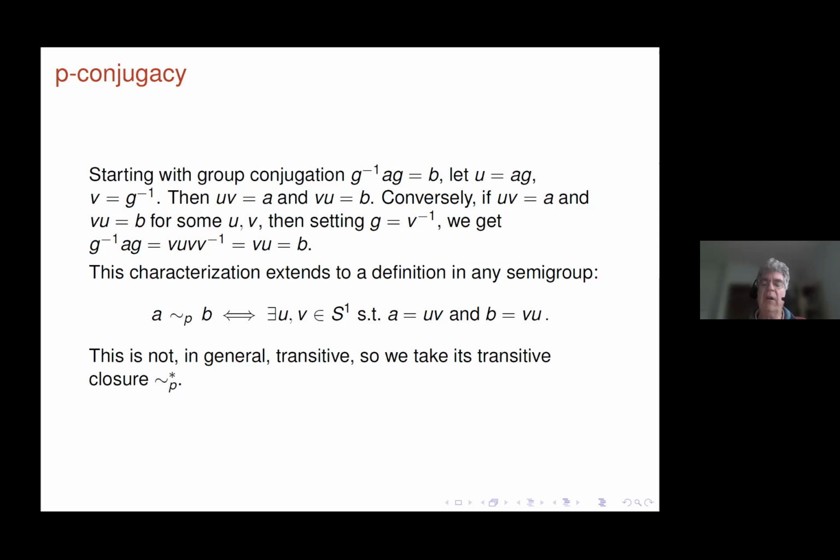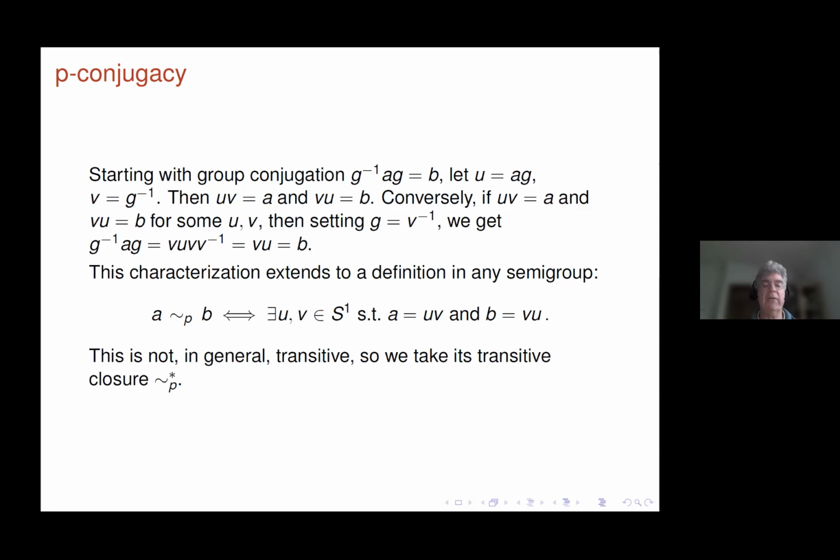Okay, so that means that we have yet another characterization in groups of conjugacy, and it's one which is inverse free, and so we can use it to define a notion of conjugacy in any semigroup. So we start with tilde sub p, and that's just exactly what I said. There are a couple of elements in S1, so that the pair of conjugate elements can be expressed as UV and VU respectively.